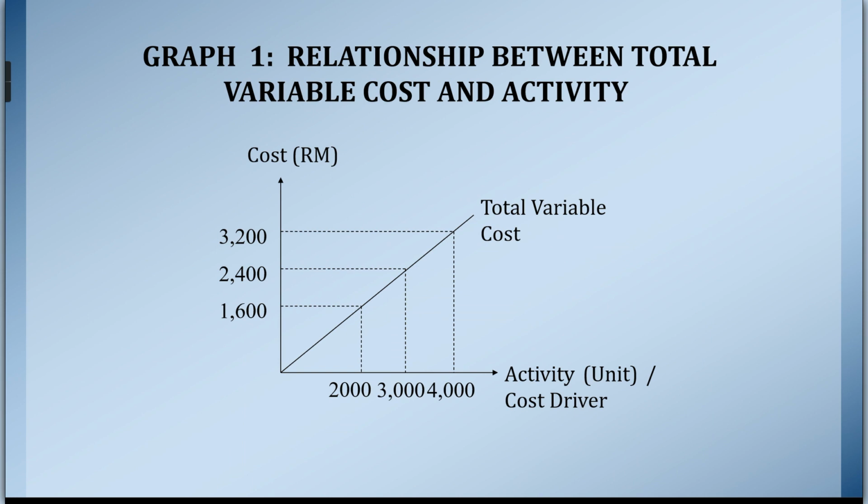This is in graph form. As you can see here, there is a relation between the activity, which is the cost driver, and the cost. The cost driver means the unit that causes the total cost to change. It is the driver. As you can see here, when the cost driver increases, the variable cost also increases automatically, and it changes proportionally. So you'll get a straight line here for total variable cost. This is the relationship between total variable cost and the activity.